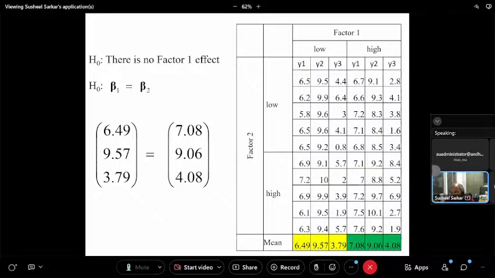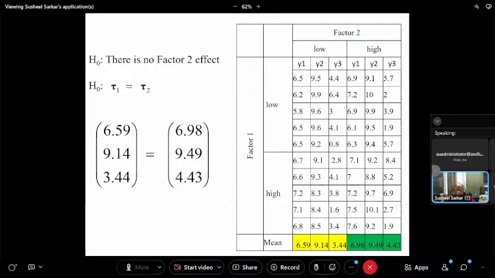Earlier, when we go for ANOVA, we test for the equality of two means. Here, it is the vector of means, with the number of characters more than one. Now, the second null hypothesis will be there is no factor 2 effect: the mean of the low level of factor 2 is equal to the mean of the high level of factor 2. Here we can see 6.59, 9.14, 3.44 are the means of these levels, where y1, y2, y3 are the dependent characters, and 6.98, 9.49 and 4.43 are the means of these dependent characters.